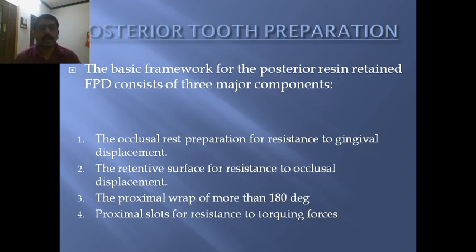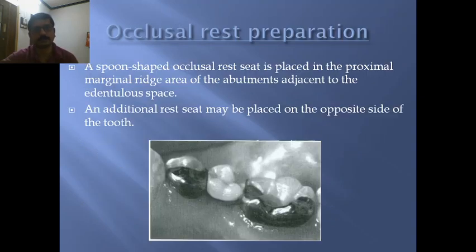Now let's see the posterior tooth preparation. The basic framework for the posterior resin retained FPD consists of mainly three components. One is the occlusal rest preparation, which is for resistance to gingival displacement. Retentive surface for resistance to occlusal displacement. Proximal wrap of more than 180 degrees, and additionally proximal slots for resistance to torquing forces.